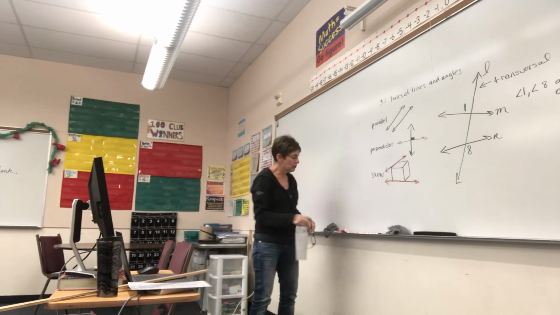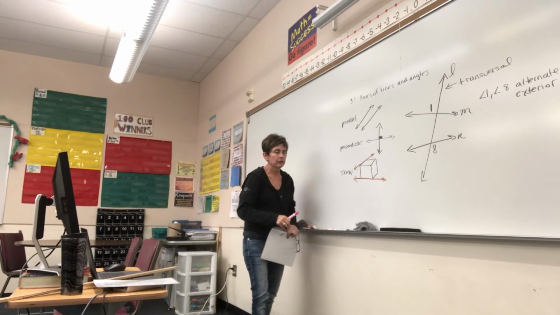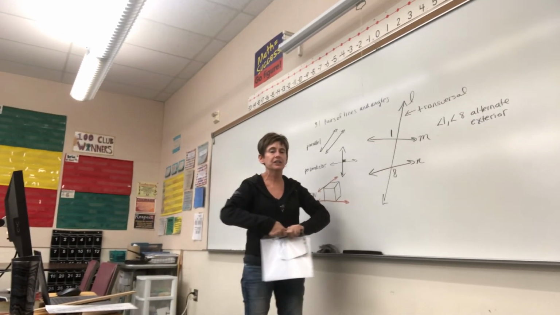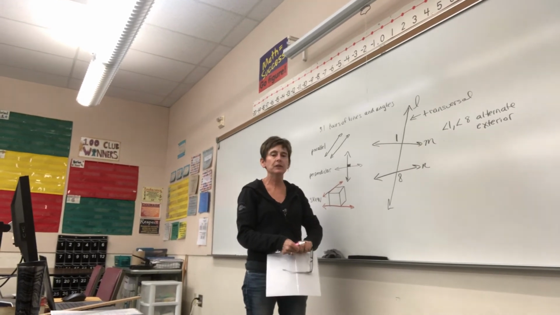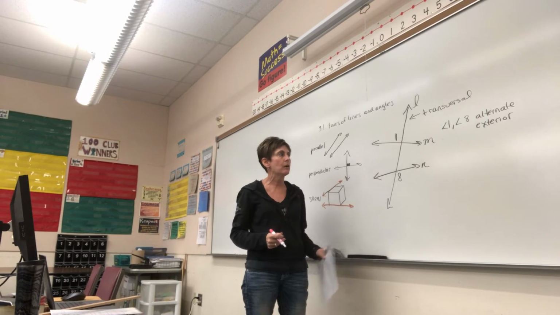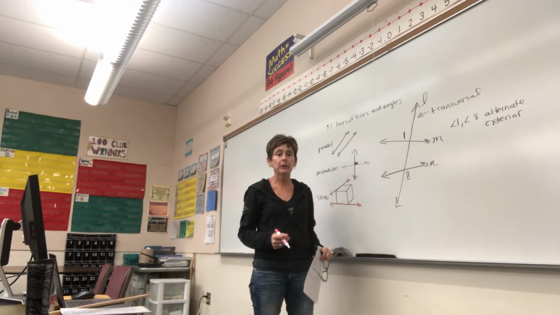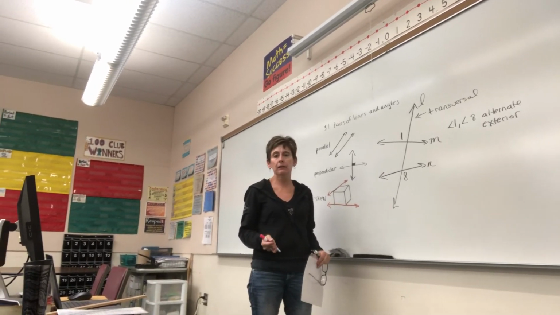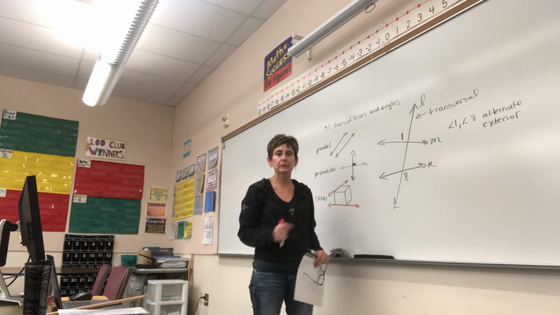Now, there are two other angles in this picture that are also alternate exteriors. I'm wondering if you can see where they are. Look on your picture and see if you could pick out, point to on your paper, where would be the other pair of alternate exteriors on this picture.